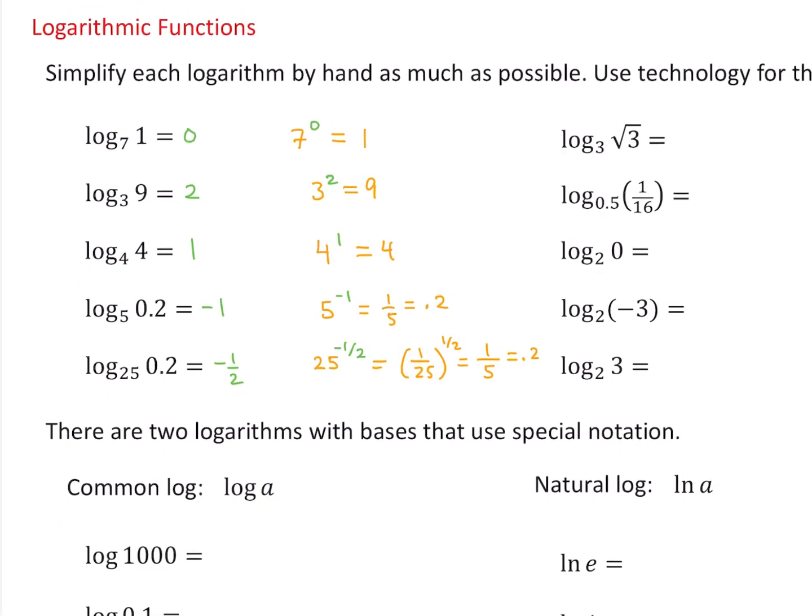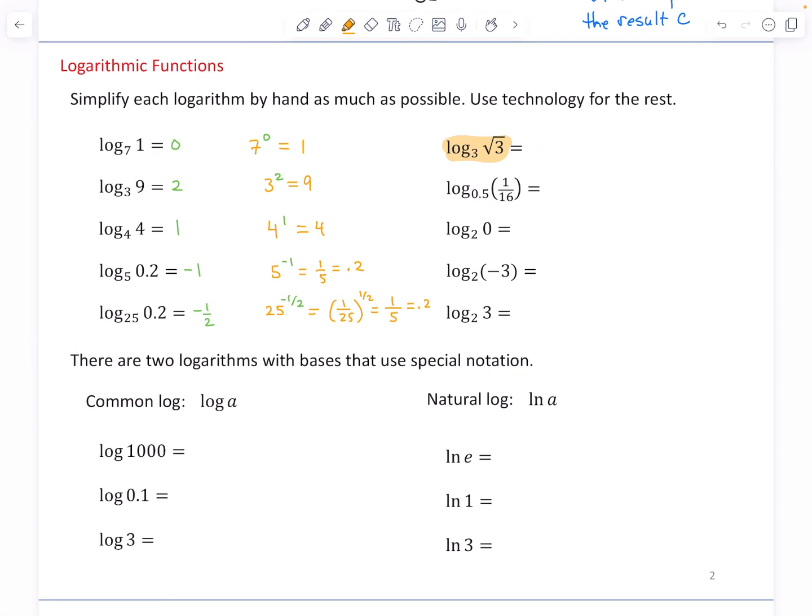All right, moving to the next column. 3 raised to what power equals square root of 3? Well, the exponent needed to produce a square root is a 1/2 power. Therefore, this logarithm is 1/2. 0.5, which is 1/2, raised to what power will give me 1/16? Well, we need that power to be 4, because 1/2 times 1/2 times 1/2 times 1/2 is 1/16. So this logarithm simplifies to 4.